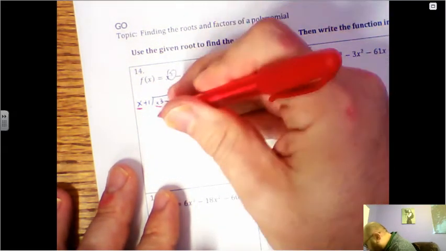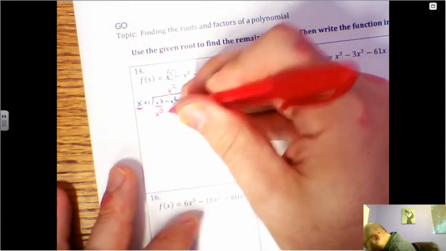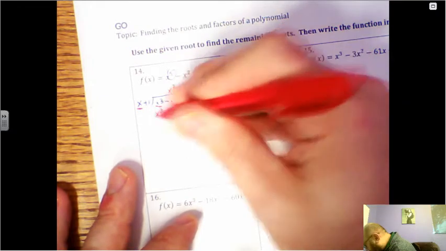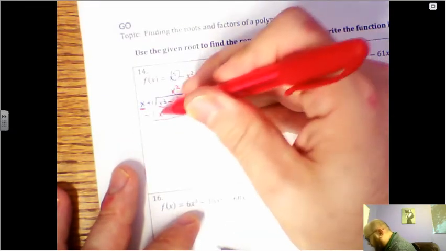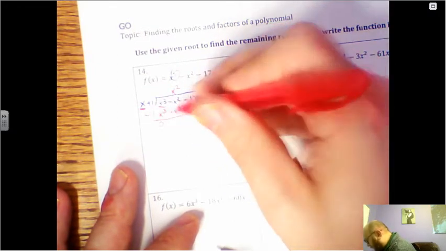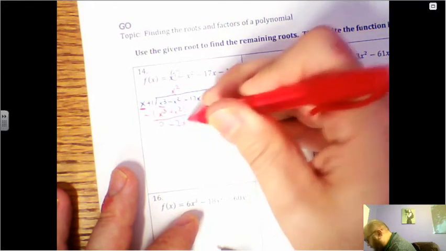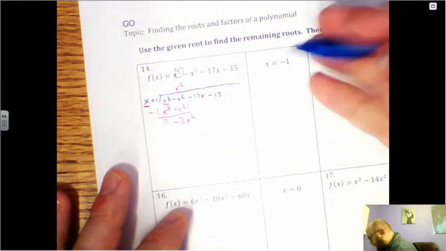So I multiply it by x squared, and I'm lining up my powers. X squared times x is x cubed. X squared times 1 is x squared. And now I subtract. X cubed minus x cubed is 0. Negative 1 minus 1 is negative 2x squared. Okay, now I can bring down my next term, minus 17x.